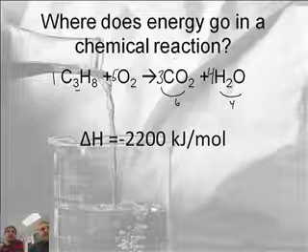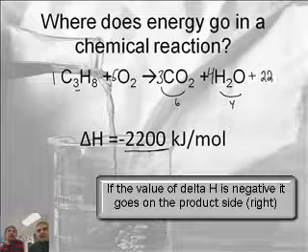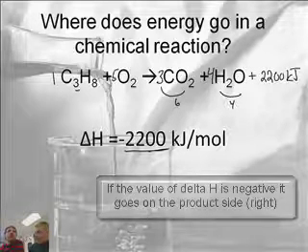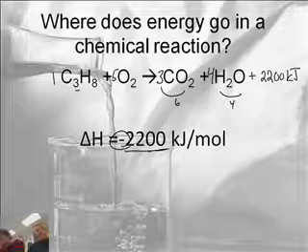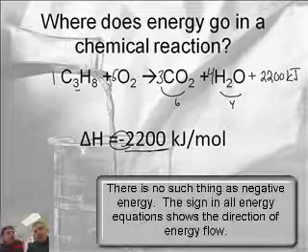So an important thing is that if it's negative, the energy goes on the product side. So you say plus 2,200 kilojoules. Now you notice something that I didn't do. I didn't say plus negative 2,200. Right, because the negative just tells you that it's exothermic and therefore a product. Folks, there's no such thing as negative energy. That just tells you the direction of energy flow.